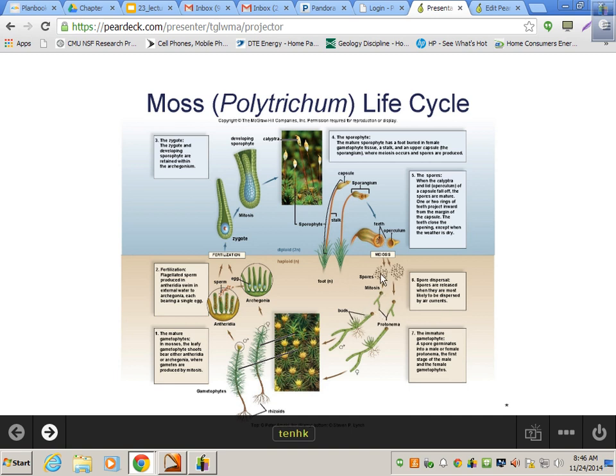Okay? So then our spores actually do something unique. They start to divide through mitosis.